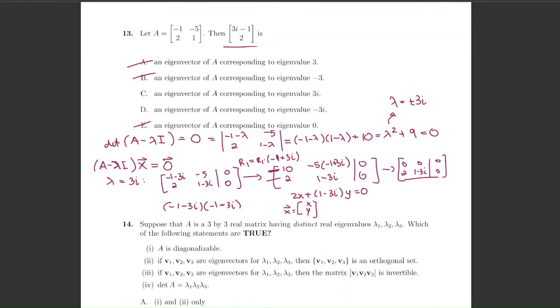So one of the options would be to just look at this expression, to be honest, and kind of cheat a little bit. If we have x of 3i minus 1, then we get 2 times 3i minus 1 plus 1 minus 3i times 2. And just from algebra, you can see that this equals 0. So that does satisfy this expression. So an x could be 3i minus 1 and 2. That means our eigenvector corresponds to 3i. So our answer is C.